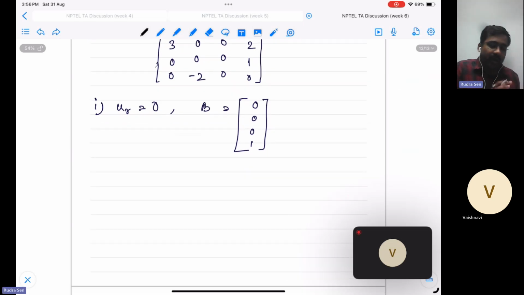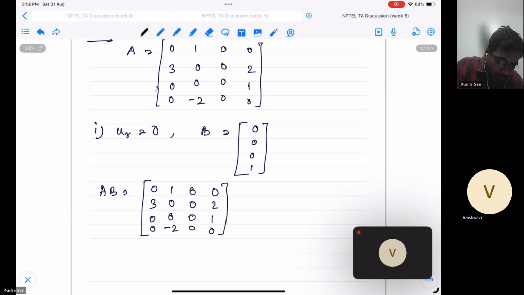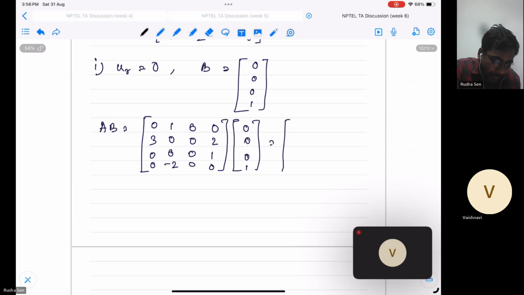Okay. So now we have to find out AB, A square B, A cube B, and then put it into the columns of C, and we have to check whether the C matrix is a full rank matrix or not. So we have A and B, and now we have to find out AB. So A is... what is AB? This is 0, this is 2, this is 1, this is 0.